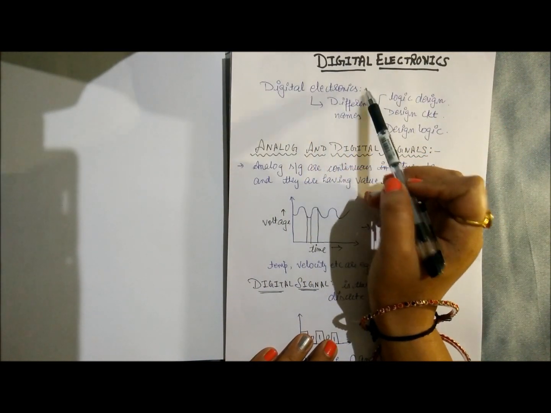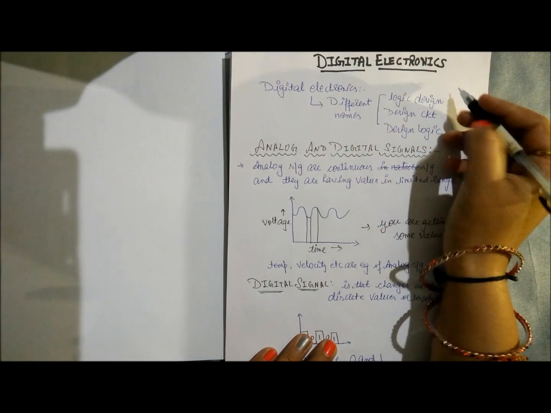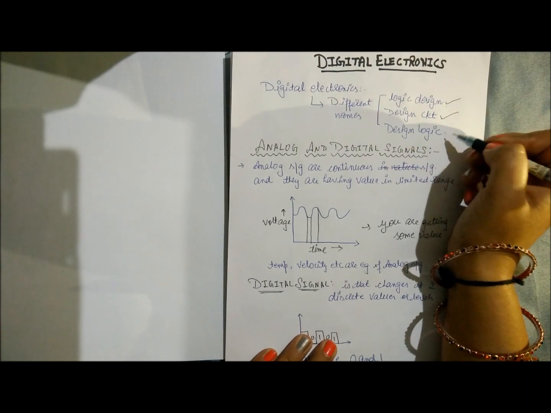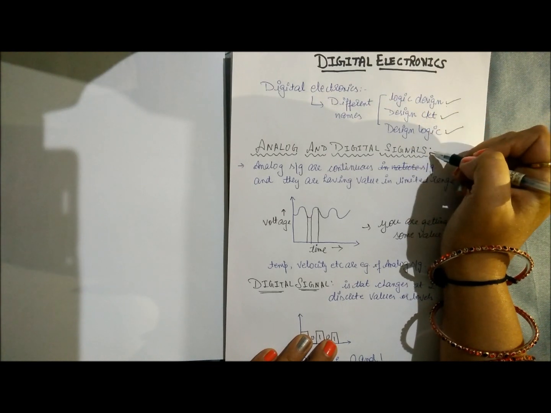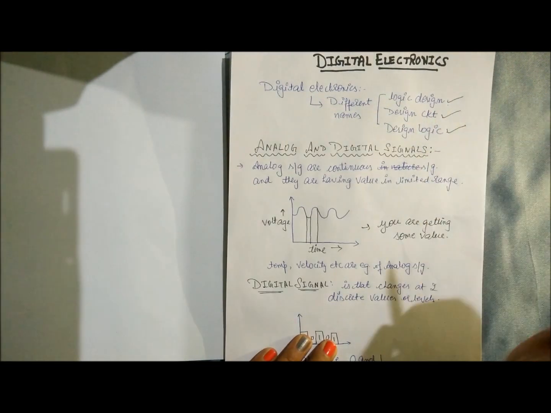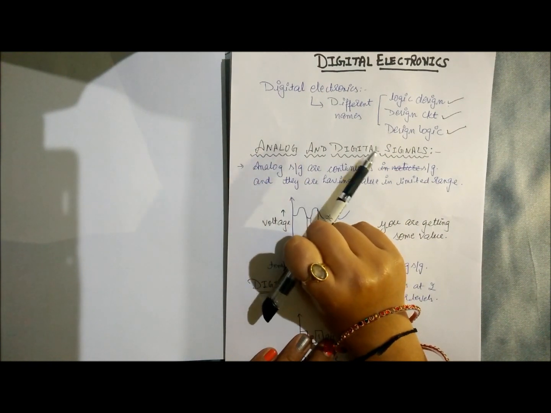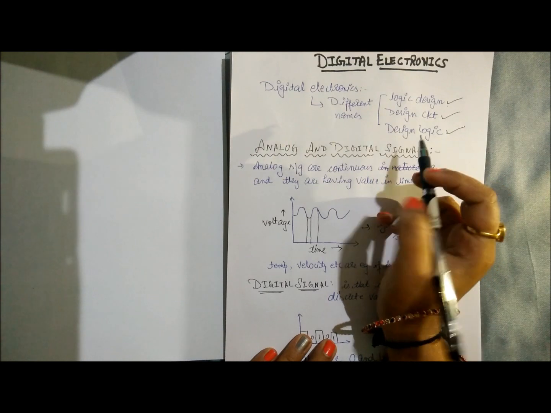For digital electronics, you can explain it by different names. Sometimes you can call it logic design, sometimes design circuit, and sometimes design logic. These are some different names of digital electronics. In electronics, we have analog and digital signals. Now I am going to explain something about analog signal and digital signal.